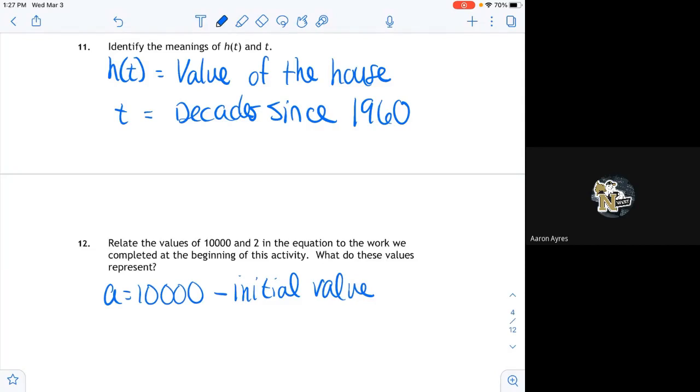Okay. B is 2. That is the constant ratio. I know it's a lot of quick writing and listening, okay? But we're going to get to some other stuff here soon.